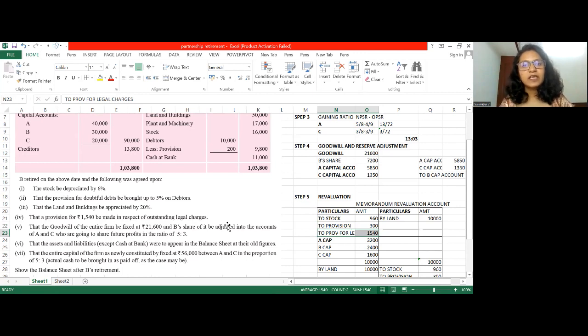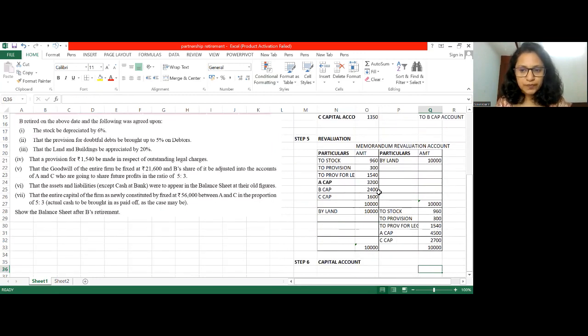Land is appreciated by 20%. So what will be the entry? It will be land account debit to memorandum revaluation account. So here it will come on the credit side. By land 10,000, because it is 20% of 50,000, which is 10,000. Okay, that's it with the revaluation. Now we have to balance the account and find out the profit or loss on revaluation. On the credit side it is 10,000. On the debit side it is 2,800. So 7,200 is your profit on account of revaluation.